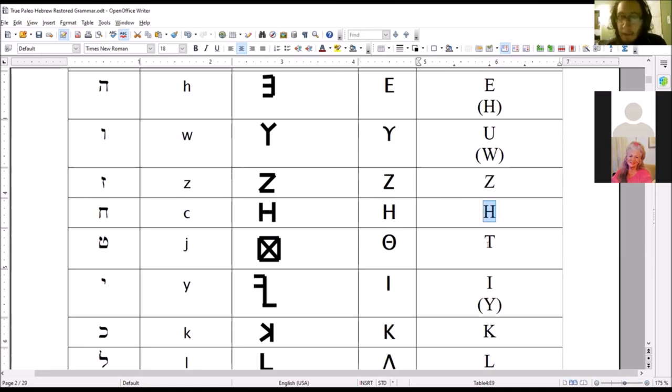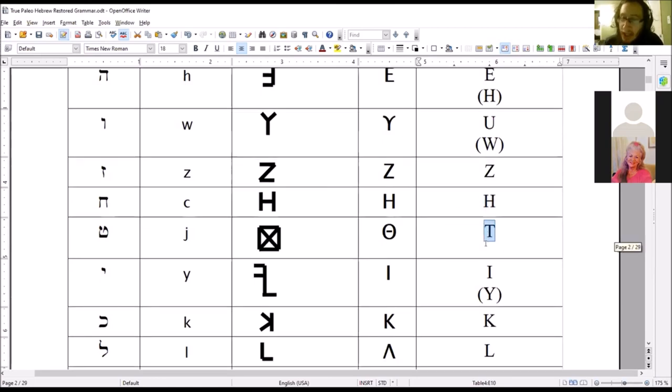Next, we have tet. Now, originally, because it corresponds with Greek theta, I thought the th sound was for this letter. But as I started studying more, it became apparent to me that, just as Hebrew speakers render it, it is a T sound. It's not a th sound. So it's always going to be a T whenever you see that.